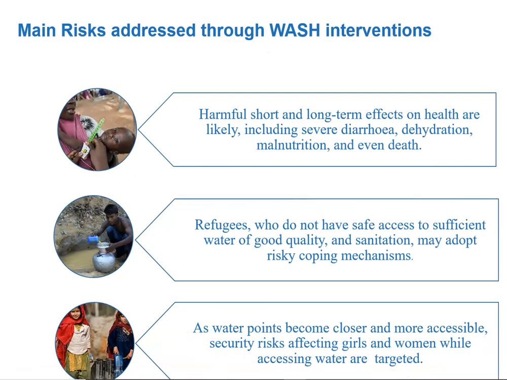It's important to notice that refugees who do not have safe access to sufficient water of good quality and sanitation may adopt risky coping mechanisms, and also that as water points become closer and more accessible, security risks affecting girls and women while accessing water are targeted.